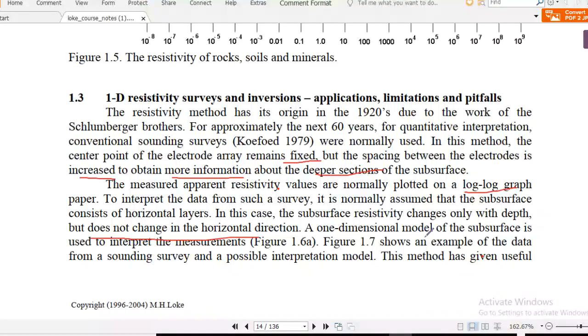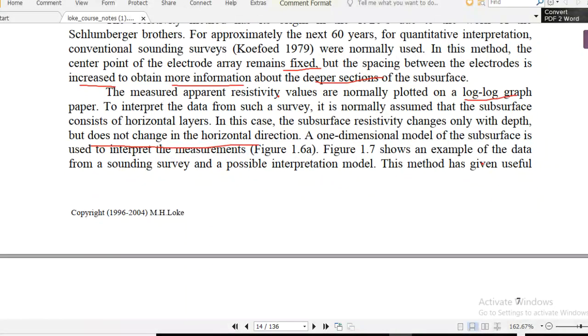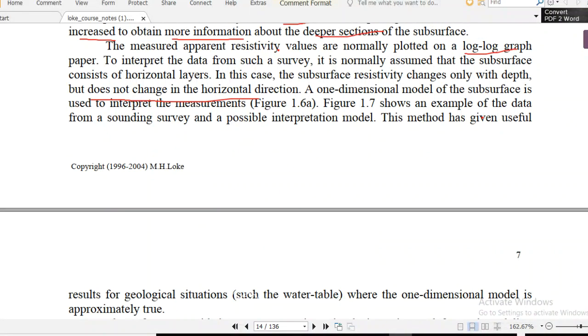A one-dimensional model of the subsurface is used to interpret measurements. The figure shows an example of the data from a sounding survey and a possible interpretation of the model. This method has given useful results for geological situations such as the water table, where a one-dimensional model is approximately valid.